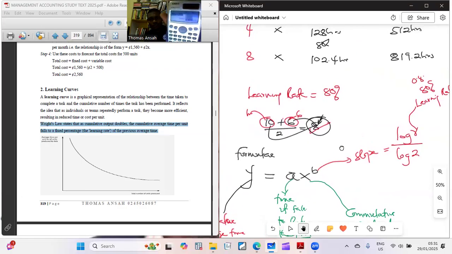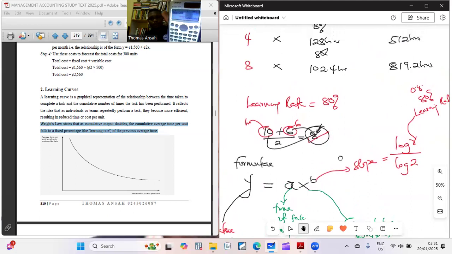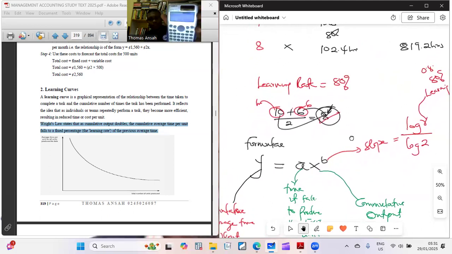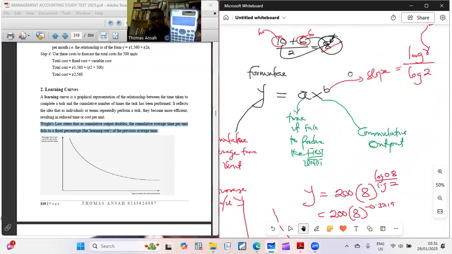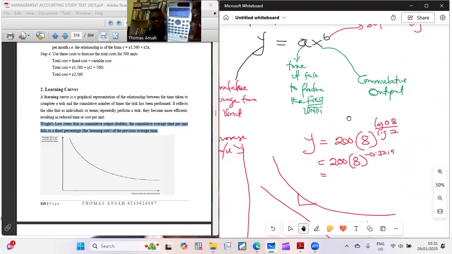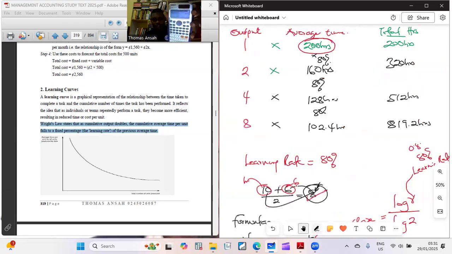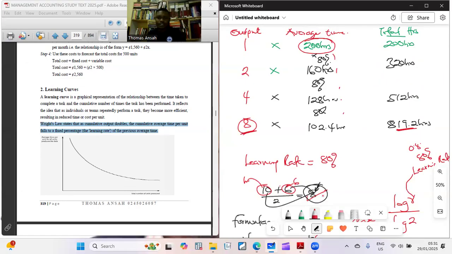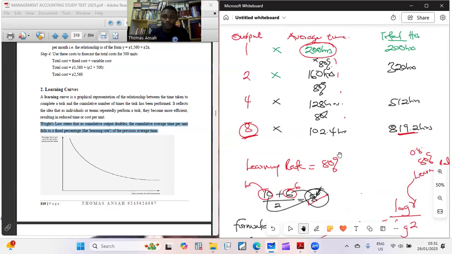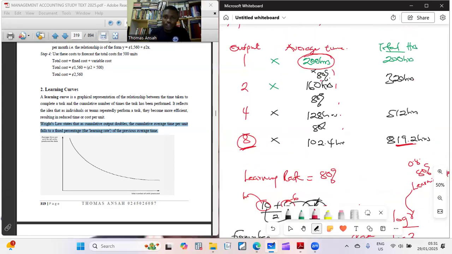Have you seen that? That will be the average time for that particular 8. That will be my answer for that particular 8. So what I did is find the time here, and of course I'll multiply it by the 8 units and I'll get my answer. So that's how you find the average time. If you do this, you find this.